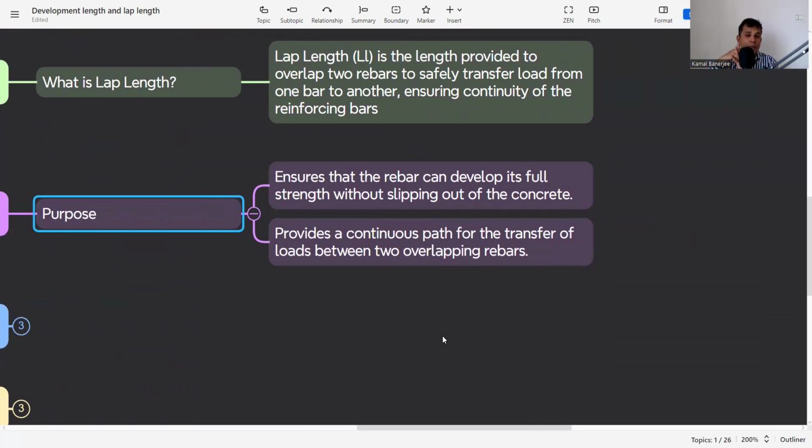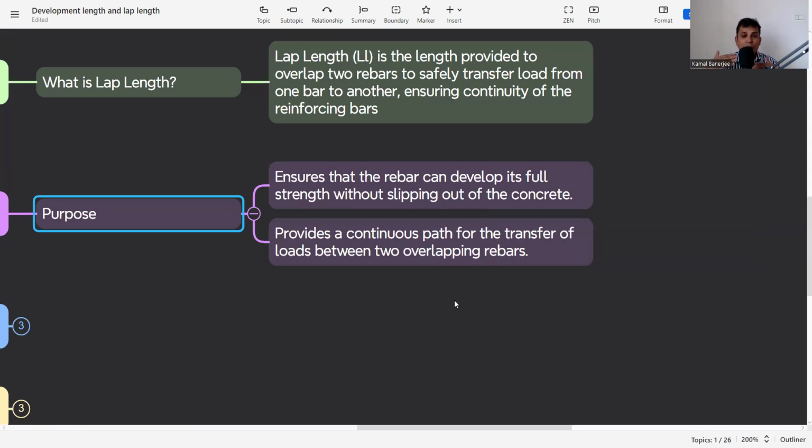If it is not properly anchored, it will slip out. So it is the anchorage length or the development length. It is at the junction of two members: beam-column, pile cap, or whenever a column is coming to the foundation. At all junctions of two different members of the structure, development length is provided. And here it is provided as a continuous path to transfer the loads between two overlapping rebars.